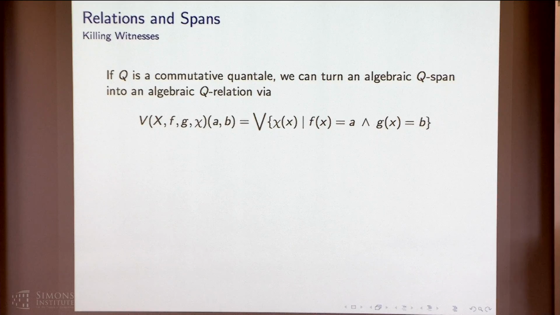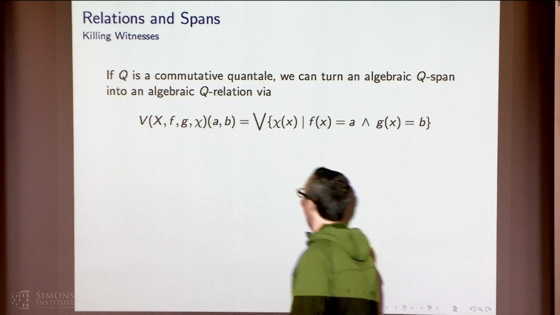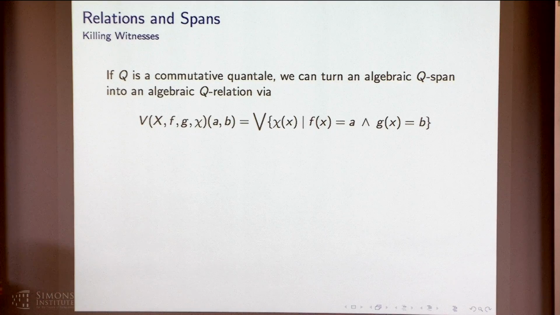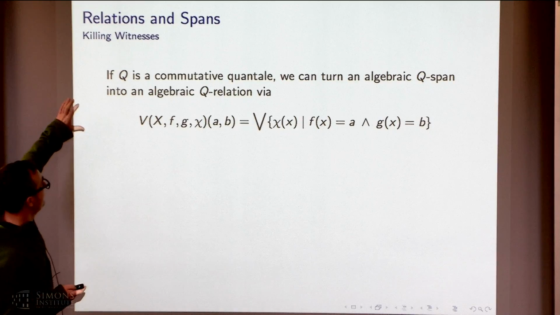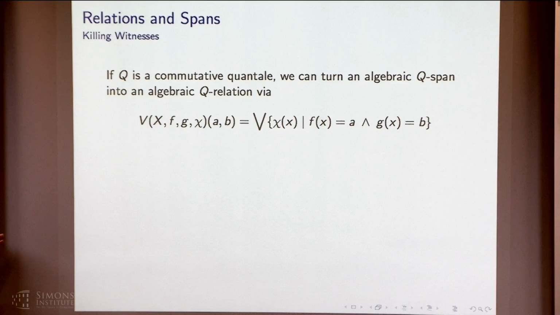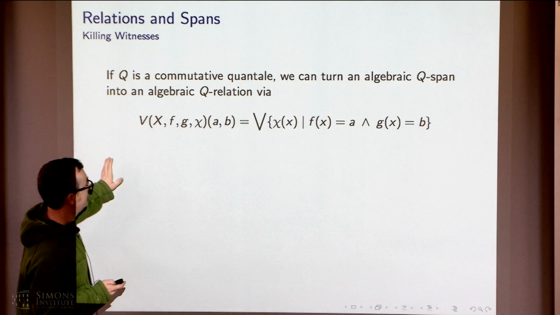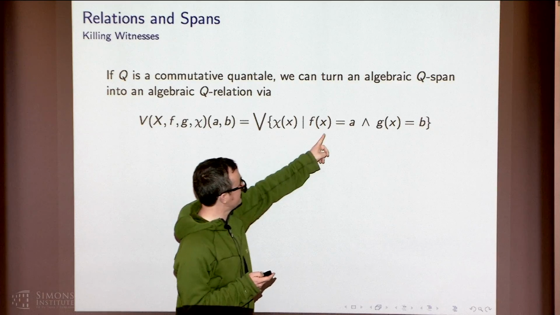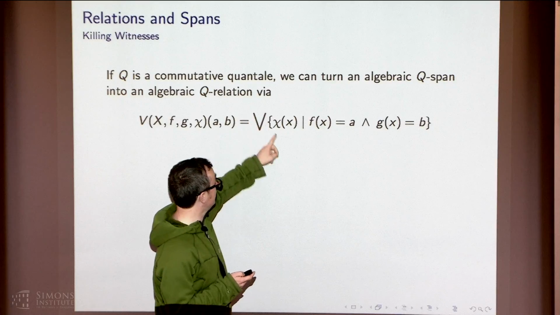Okay, so I don't know if I like the title of this slide, but I went with it anyway. We want to be able to relate this span construction to the rel construction. So the obvious thing to do is, if our monoid that was pre-ordered comes from a quantale, then we can take all the different witnesses saying that things are related and then pick the best truth value.